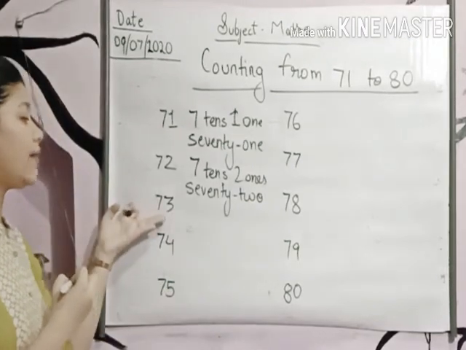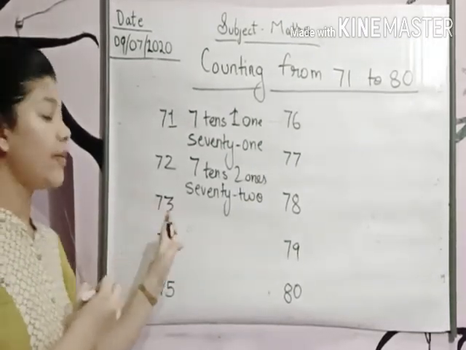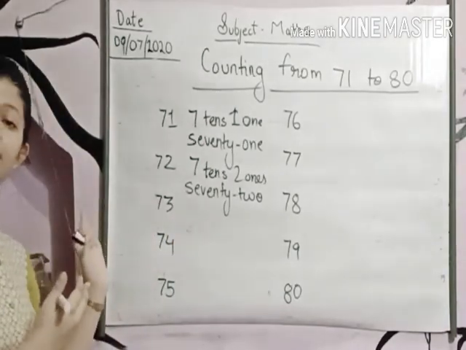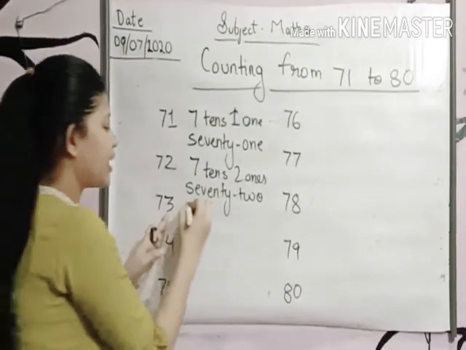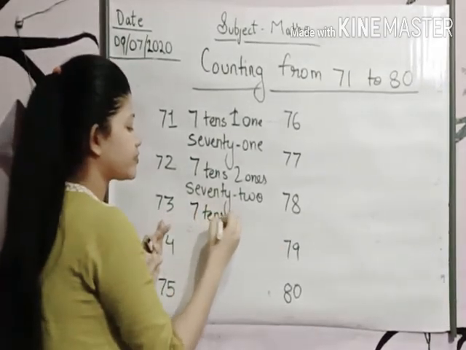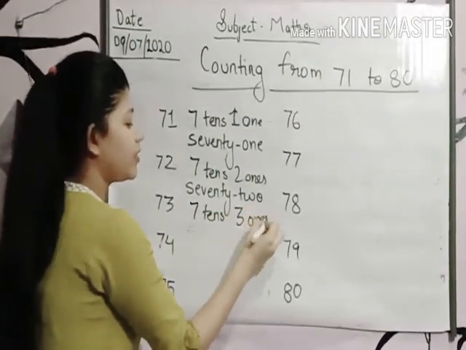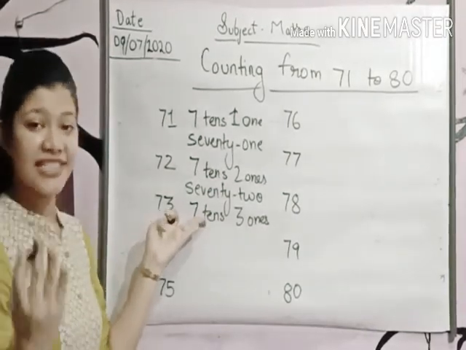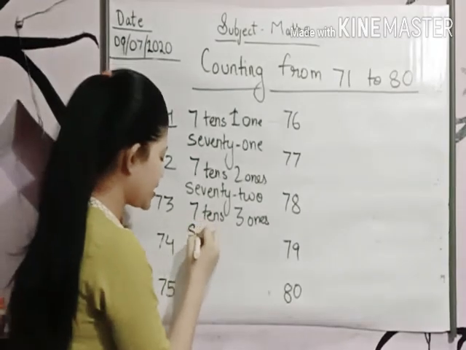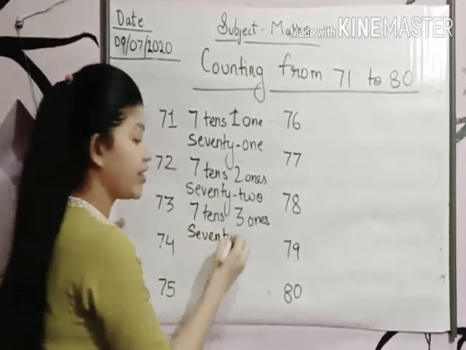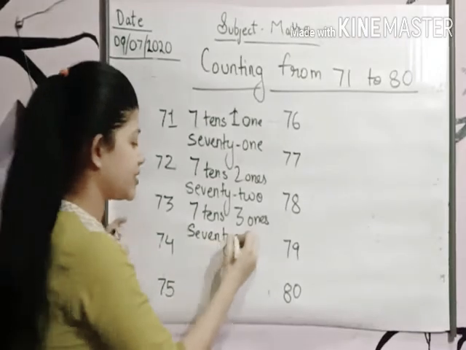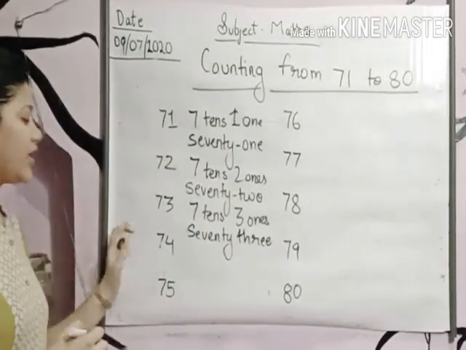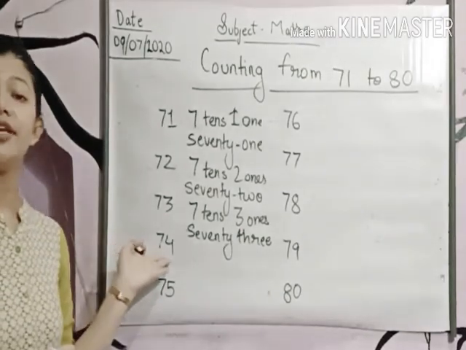Now in number 73, 3 will be placed at the ones place and 7 will be placed at the tens place. So we will write it as 7 tens, 3 ones. Where 7 tens means 70. So we will write 70 and 3 ones means 3. So we will write 3 over here. Now let's come to the next number, that is 74.